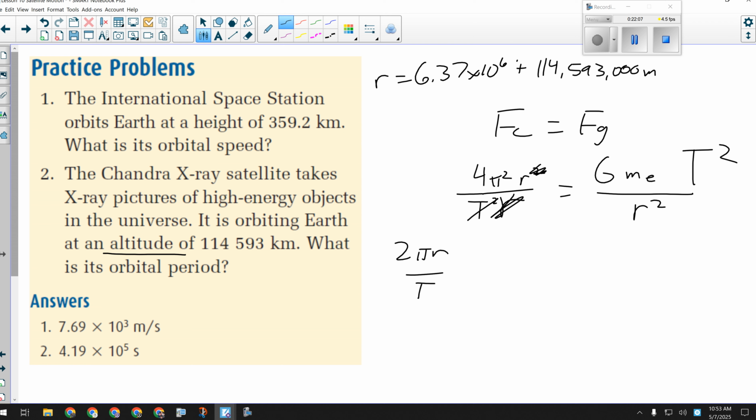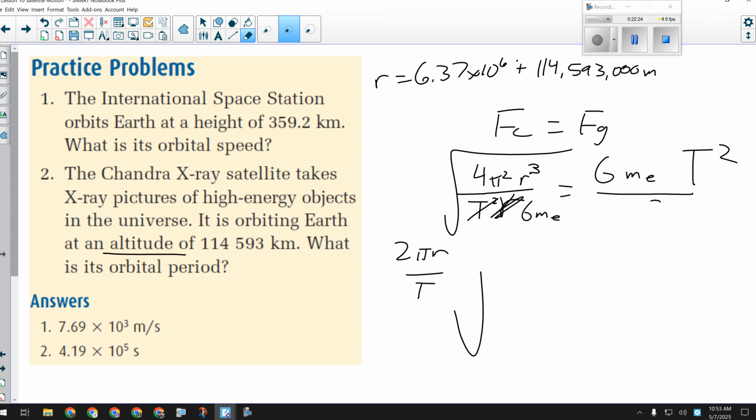Then I'm going to bring r squared over here. So r squared times r is going to be r cubed. So now that's going to be gone, and then I will bring the big G times the mass of the Earth over to this side as well, and then square root everything. So yeah, it's a bit of a manipulation challenge.